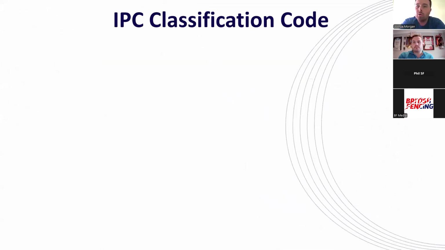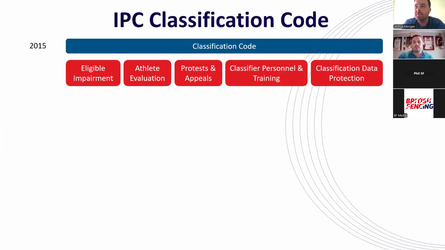The whole of classification is governed by the IPC, and they release the IPC classification code, which is a fundamental document which the whole of classification is based upon. It applies to all IPC members, which includes international federations and national Paralympic committees, such as Paralympics GB. The first edition of the code was released in 2015.